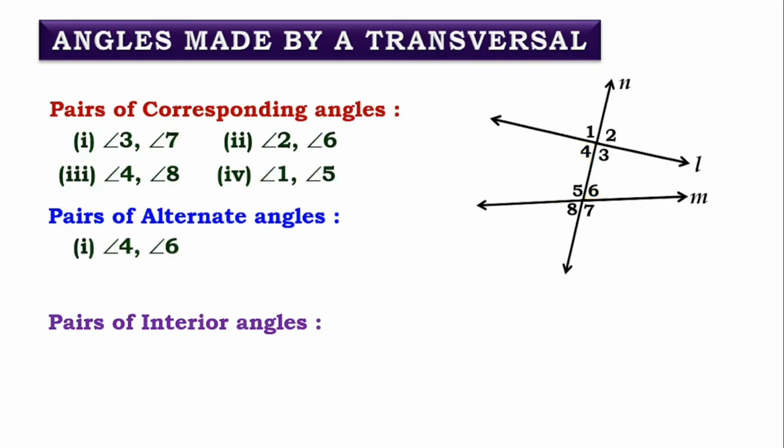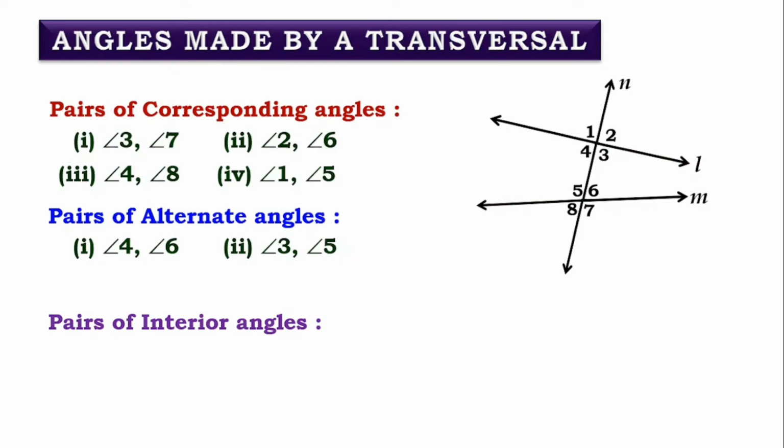They form a pair of alternate angles. We have one more pair over here, that is 3 and 5. Again it is Z shape, and they are a pair of alternate angles. So alternate angles, letter Z. Understood?